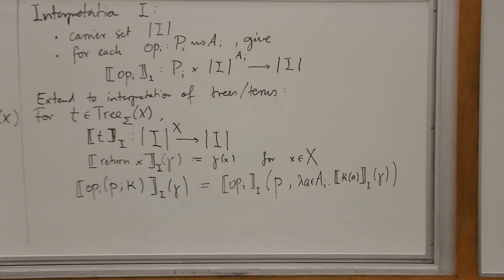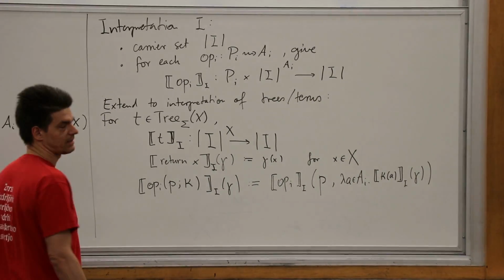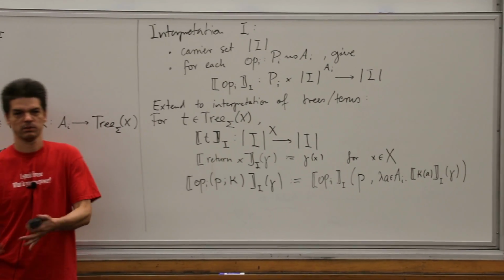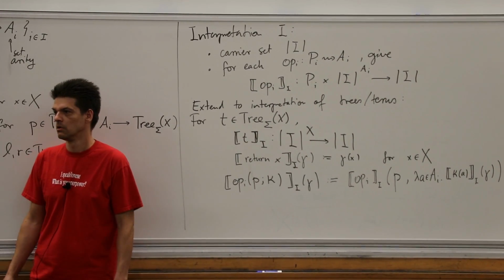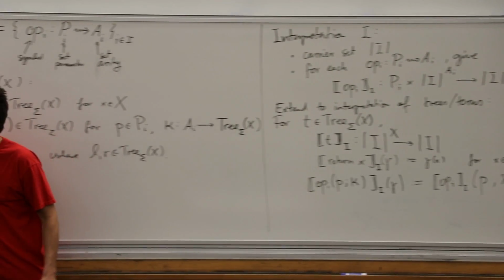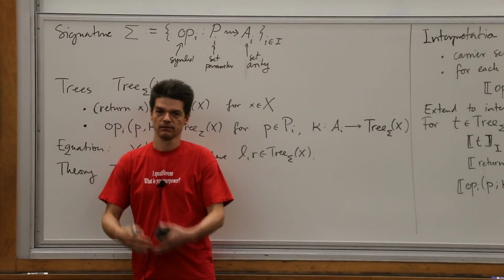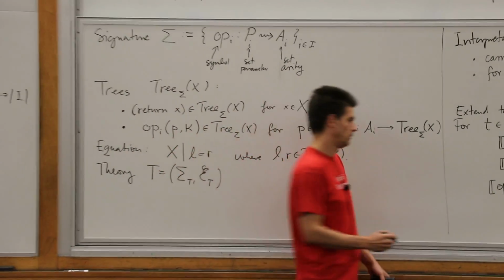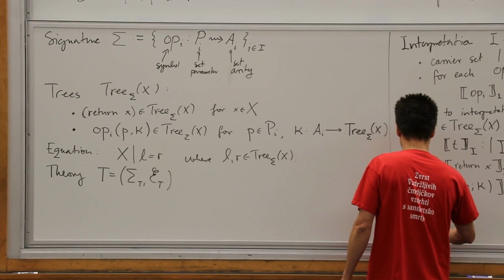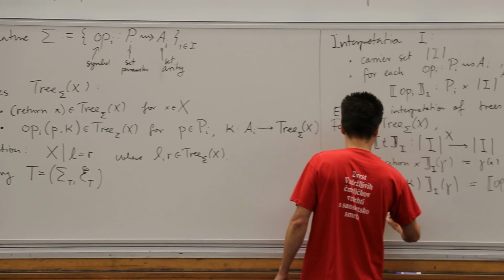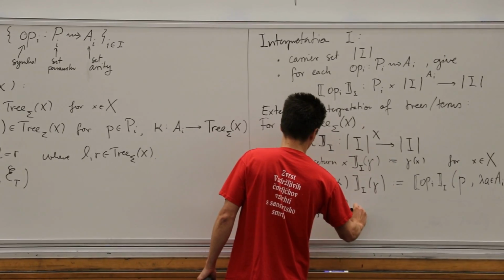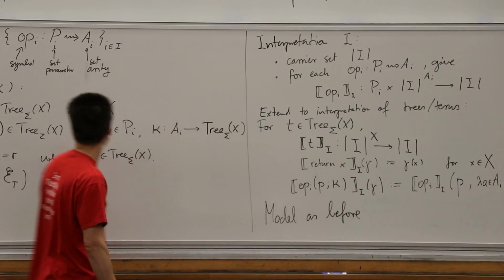Now, how about model? Well, now model will be the same as before. Model is an interpretation which validates equations. So you take your equation, you interpret left and right hand side, they have to give you the same thing. So model as before. An interpretation which satisfies equations.